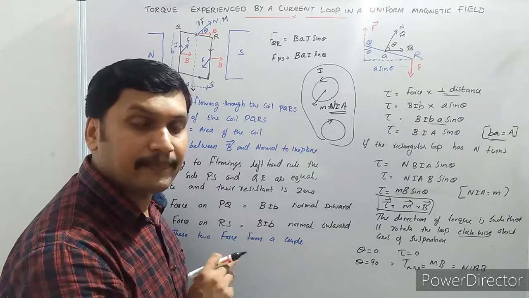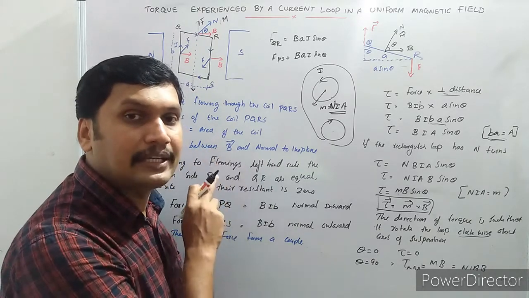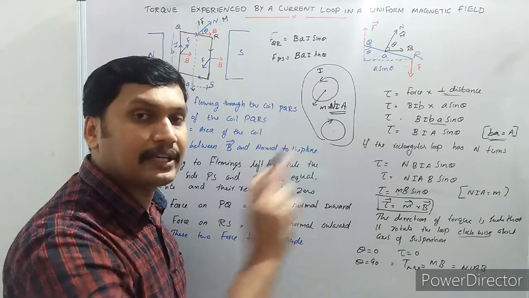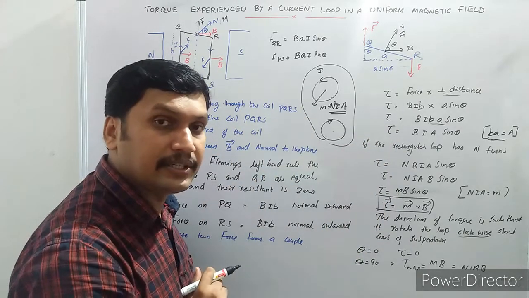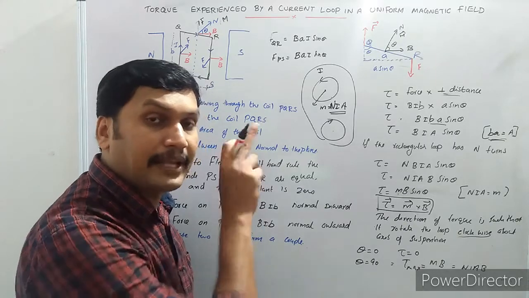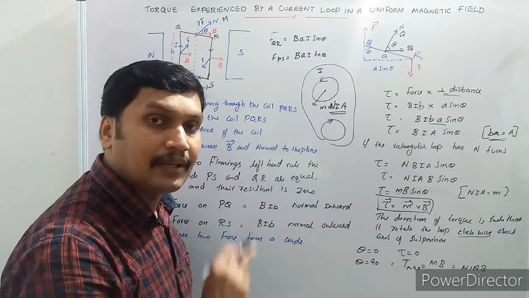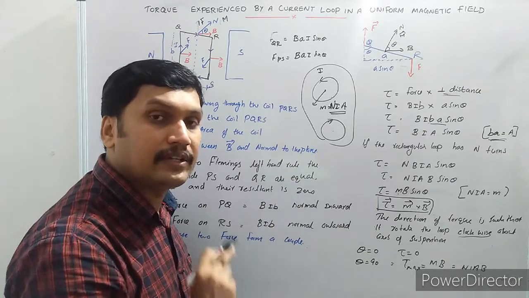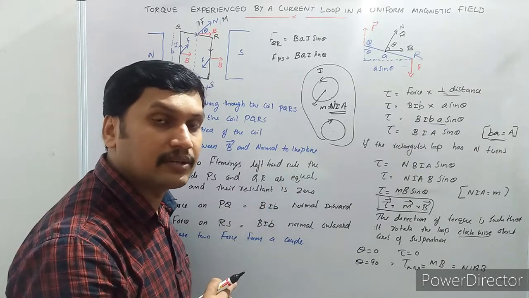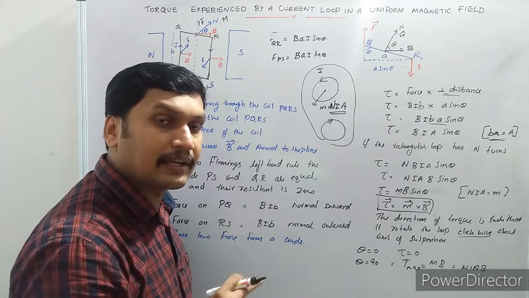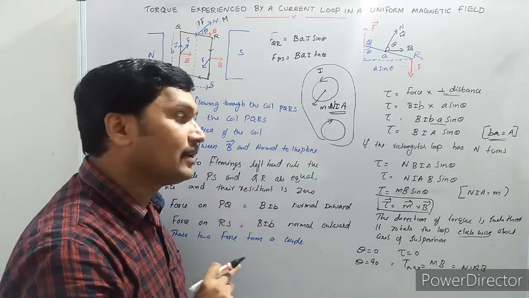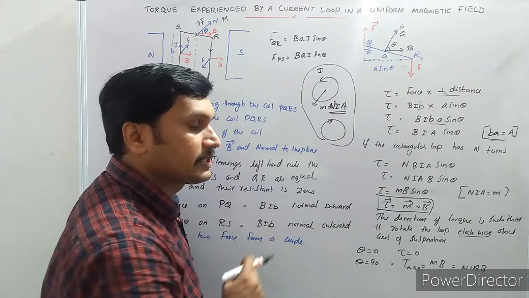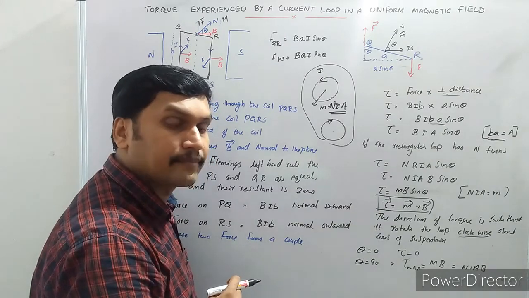The torque is maximum when the plane of this coil is parallel to the magnetic field, that is, the angle between the normal and the magnetic field is 90 degrees. If the plane is perpendicular to the magnetic field, the angle between the normal and the magnetic field is 0, and by then the torque is equal to 0. At all other angles, if the angle between the magnetic field and the normal is theta, torque is equal to M B sine theta or M cross B.